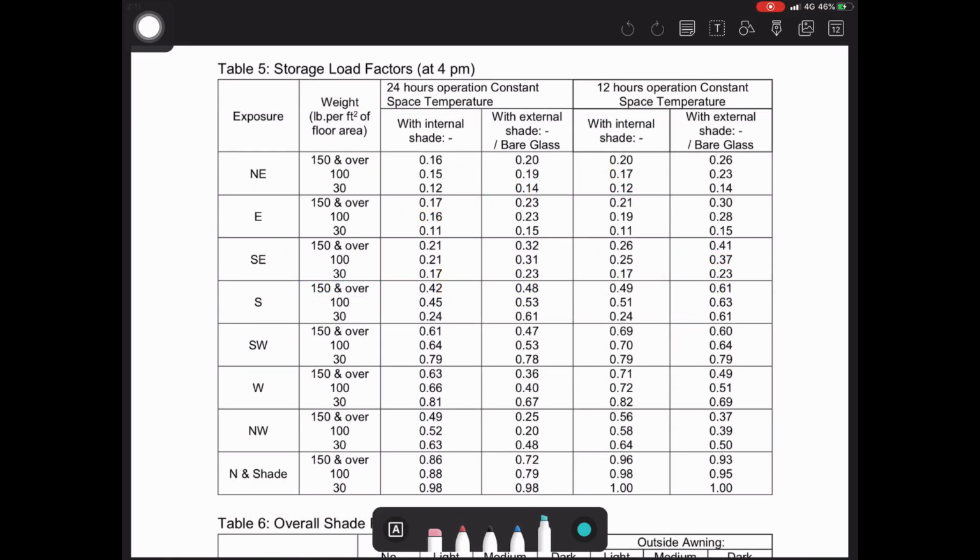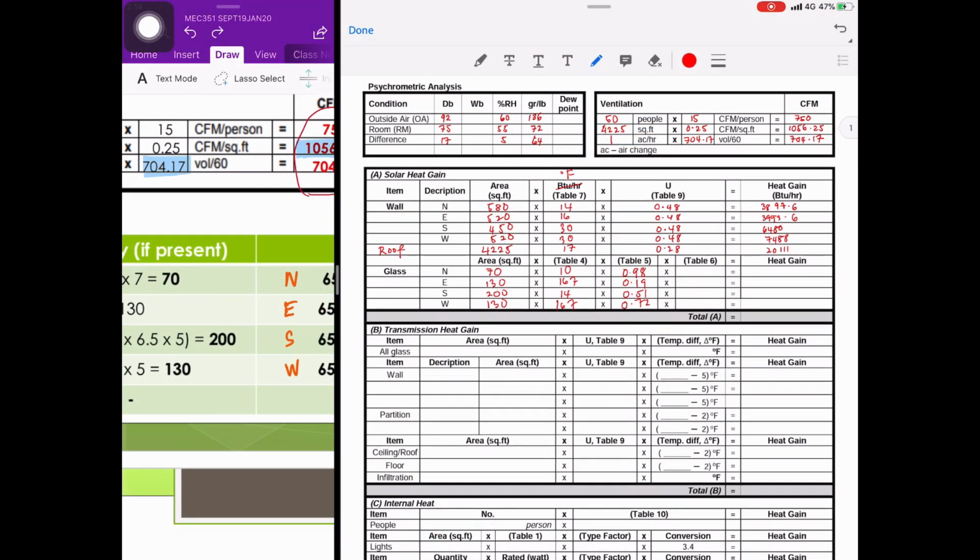From table 5, we are going to refer to 12 hours of operation with internal shade, and the exposure will be east, south, west, north, and we are going to take the weight equal to 100 pound per square feet. So for east, the value is 0.19, for south 0.51, west 0.72, and north 0.98. Now we are going to refer to table 6.